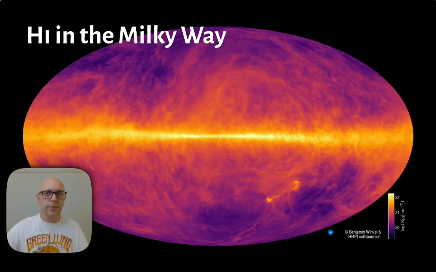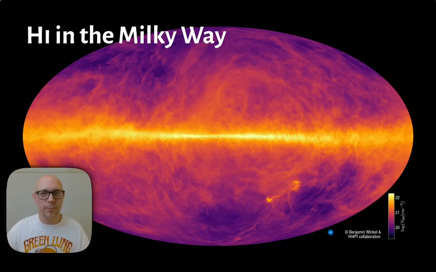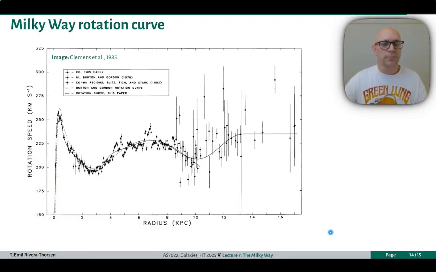And if you remember the last lecture, we talked about how we can use the velocities of H1 to construct a rotation curve of the gas and thereby the Milky Way in general. This is difficult to do for the Milky Way, but it has been done. I don't know if you can imagine why this is actually a good deal more difficult to do for the Milky Way than it is for other galaxies, but it is.